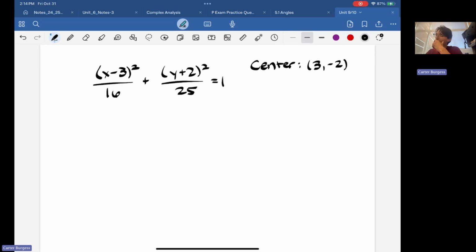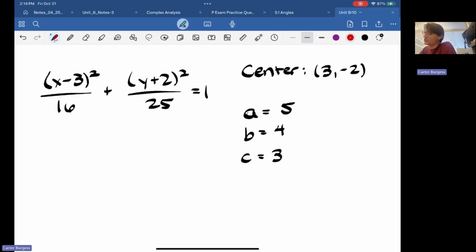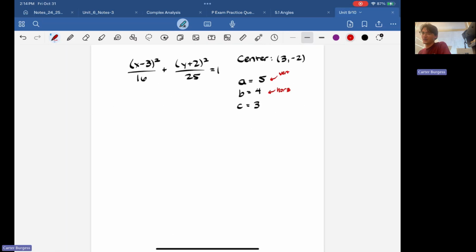What did we get for A, B, and C? 5, 4, and then 5 squared minus 4 squared is 9. Square root of that is 3. And is this A value, is our major axis going to be vertical or horizontal? This is going to be vertical because it is under the y squared. So this is horizontal. Okay. So let's go ahead and graph this.